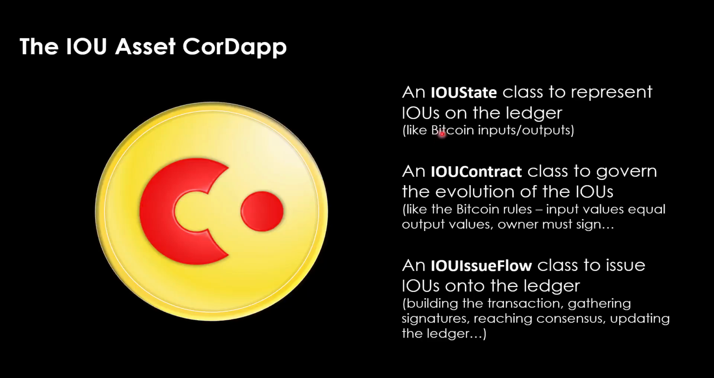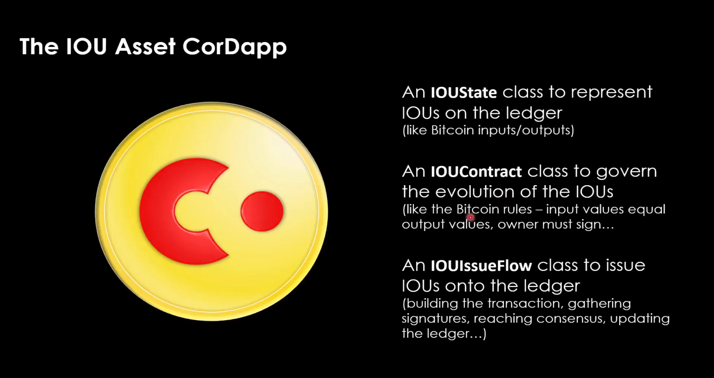We're going to have three classes for our CorDapp. We'll have what's called an IOU state class that will represent what we call states on the ledger. They are similar to Bitcoin inputs and outputs, or frankly, similar to any kind of ledger, whether it's for dollars, inputs and outputs. So I have an IOU, and I either get paid on it fully, or I get paid partially.